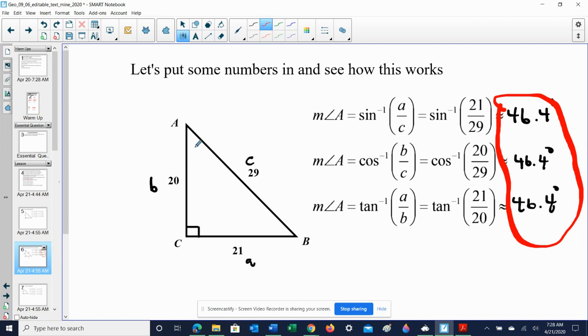Let me ask you a question. If I know that this angle is 46.4, how do I find B? Well, we know that the angles of a triangle add up to be 180, or that the two acute angles in a triangle are complementary. So I can subtract this from 90 degrees and get what angle B is. Then we would have solved this triangle. Look at that. We would have had all three sides and the other two acute angles. We already know that this is 90 degrees.